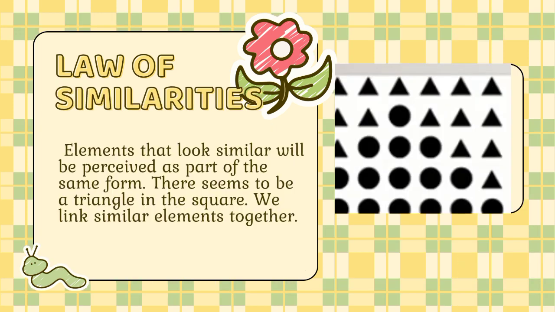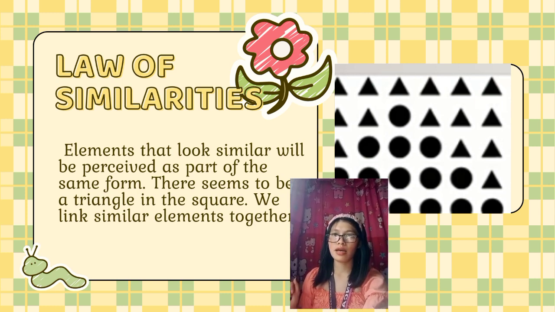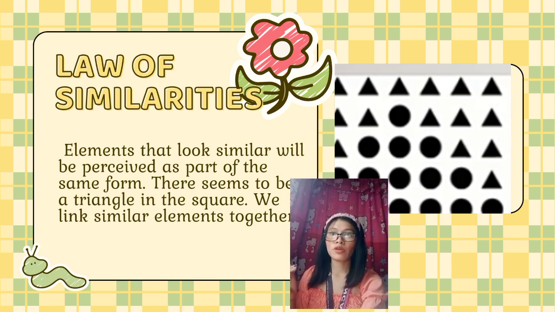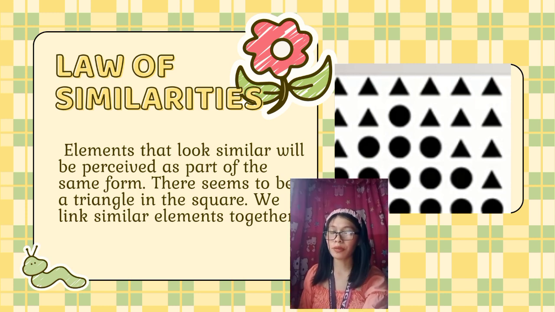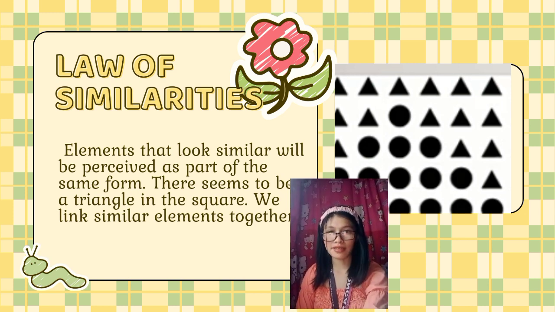Next we have the law of similarity. Elements that look similar will be perceived as part of the same group. There seems to be a triangle and a square. We link similar elements together. For example, also these pictures. Obviously, we did not see them as all triangles, all circles; it is mixed. So the way we notice them is different. They are organized in the form of shapes. This relates to the teaching-learning process.